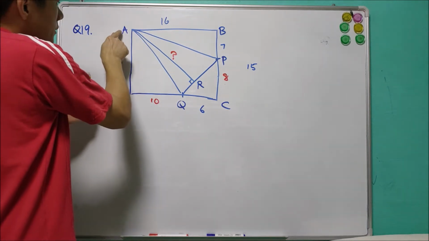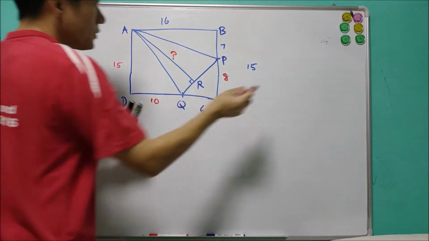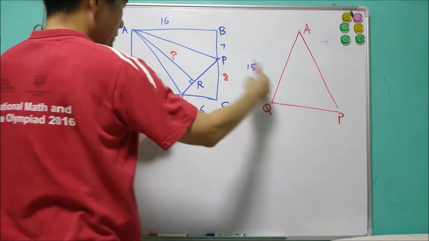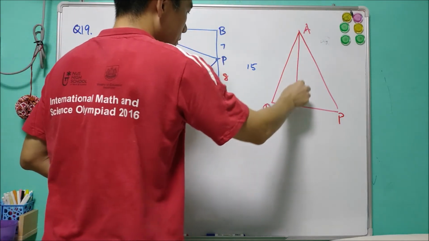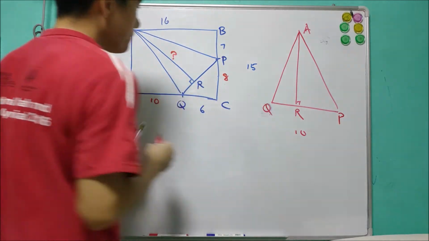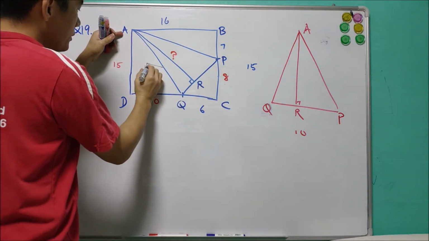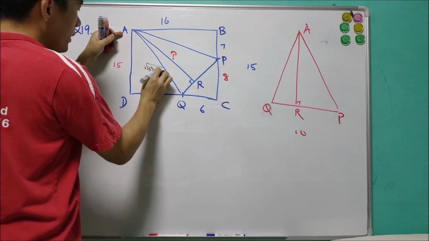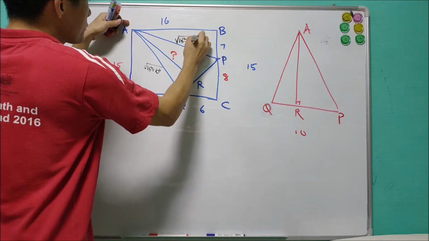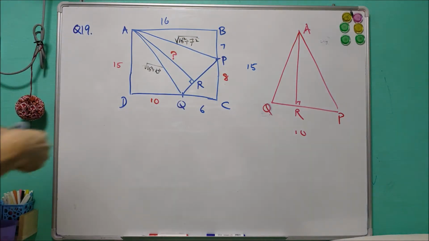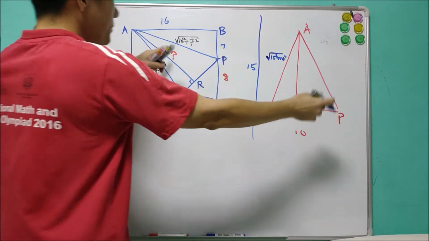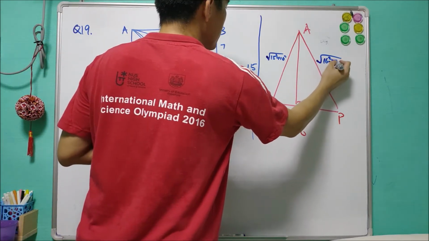I'll only focus on the triangle APQ, so I'll write it here. APQ, and this is R, somewhere here. Then I know that PQ is equal to 10. I know that AQ is equal to the square root of 15 squared plus 10 squared, and AP is equal to the square root of 16 squared plus 7 squared. Looks scary, but don't be afraid.